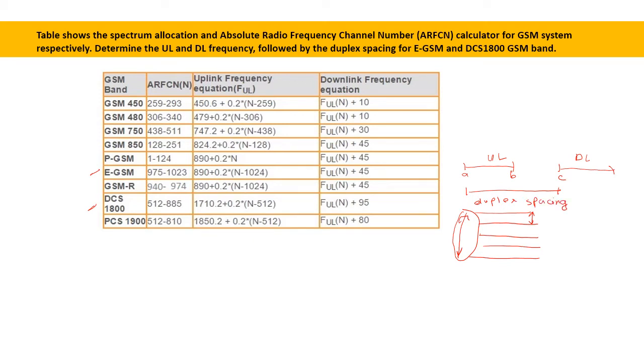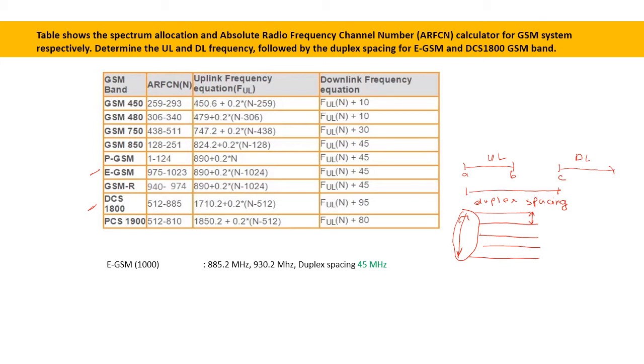That is why, in the equation, we have this formula for the uplink, and for the downlink we have the frequency of the uplink plus a certain number. This certain number is actually the duplex spacing. For the first example, eGSM, let's say the N that we choose, in between this range, is 1000.